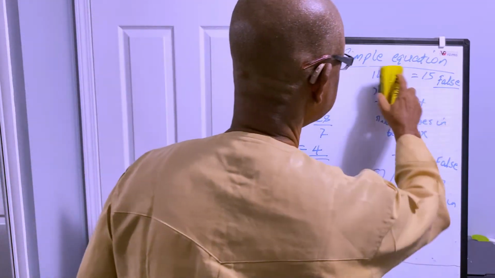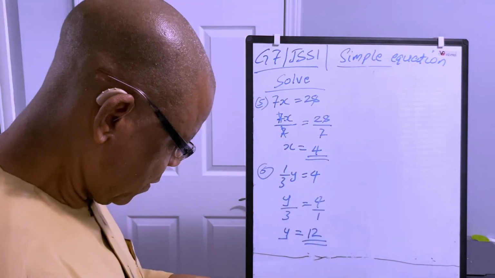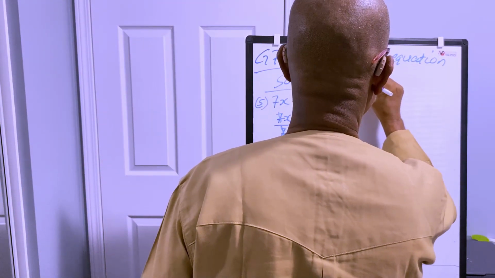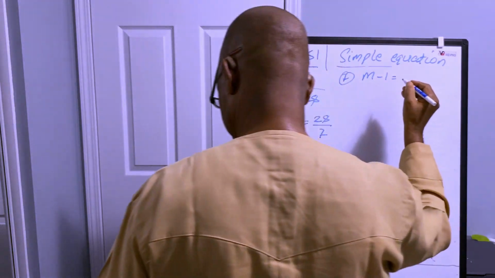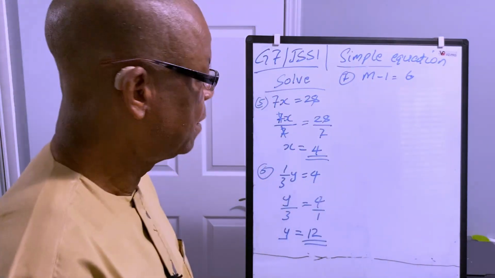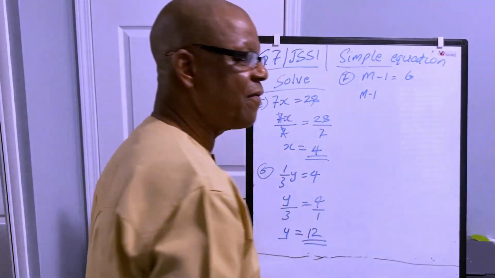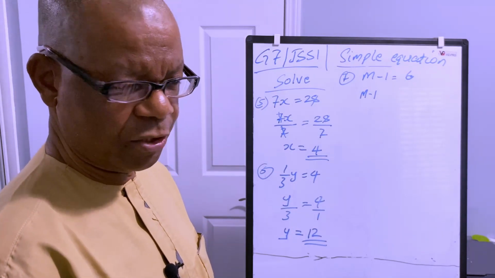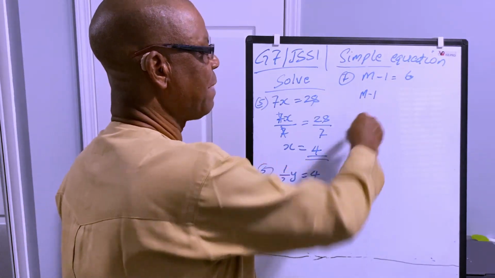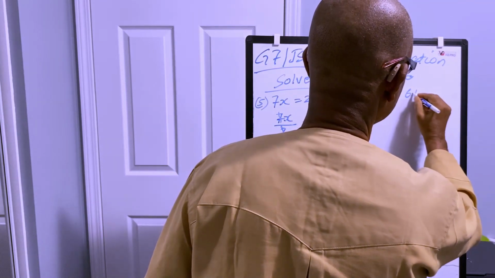We have more examples. We are given, number 7, m minus 1 equals 6. We simply say m minus 1. We want to remove everything with m so that m will be alone, because it's what we are looking for. We are finding the value of m. And so, to remove this minus 1, we have to add 1. And what we do to the left, we must do to the right.